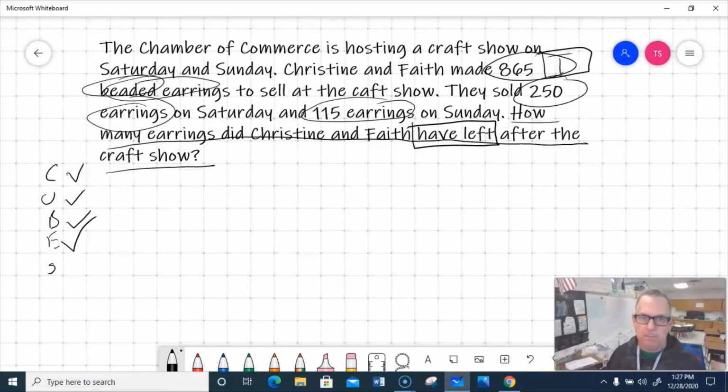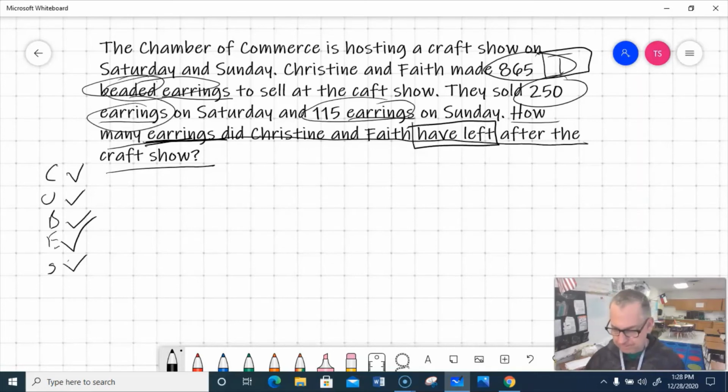I'm going to evaluate, and so everything we're talking about is earrings. So we have a total number of earrings. We had earrings they sold on Saturday and earrings they sold on Sunday, and we're trying to figure out how many earrings she has left. So all my labels are the same. So typically on things like that, if we're not talking about any equal size groups, it's probably going to be an addition or subtraction problem to solve it. And this looks very similar to the other problem we did just a minute ago. It looks like we have some they sold on Saturday, some they sold on Sunday, and we try to figure out how many they have left.